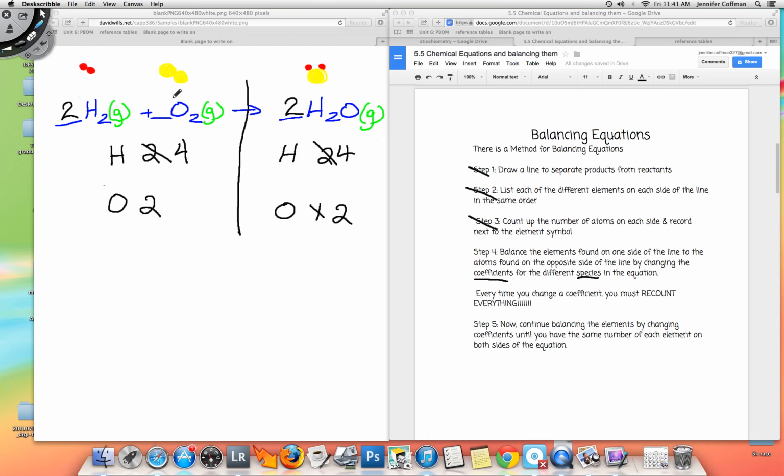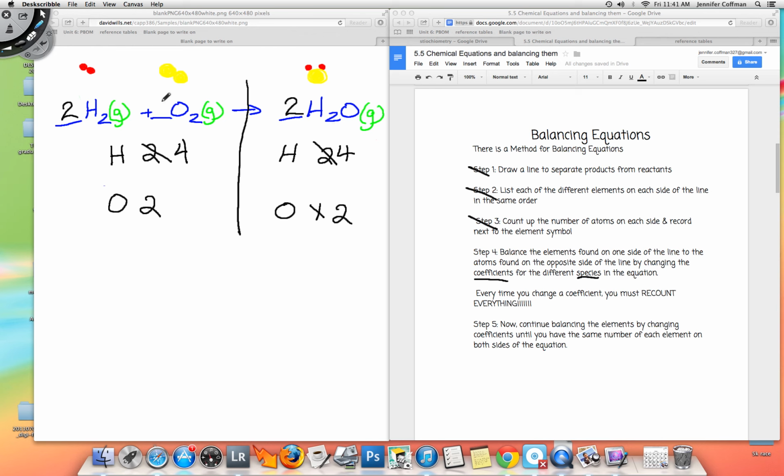That 2 does not affect this oxygen, but I suggest that you get into the habit of checking everything. Recount everything. So we've got 2 times 2 hydrogens and, there's a 1 here, you can't see it, 1 times 2 oxygens, so that stays the same. Get in the habit of recounting everything. When you put a coefficient in, recount everything on that side. And the same goes with when you put a coefficient on the product side, you want to recount everything.